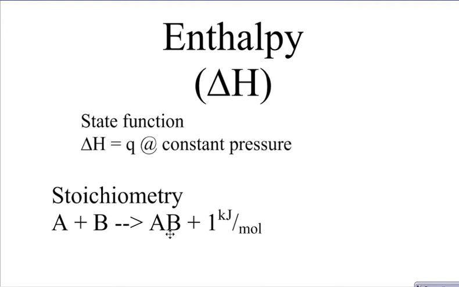Stoichiometrically, if A and B come together to form AB, they're going to release heat. This would be an exothermic process. They are producing heat. Heat is a product. So 1 mole of A plus 1 mole of B makes 1 mole of AB and 1 kilojoule per mole. If I had 6 moles of A and 6 moles of B, I would produce 6 kilojoules.